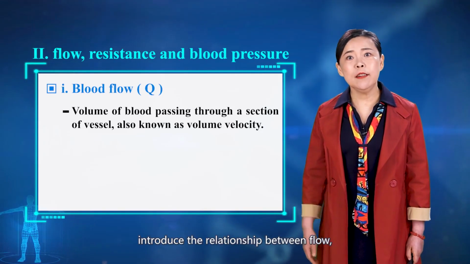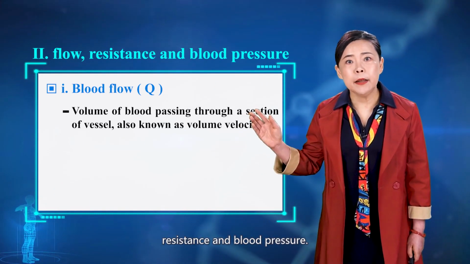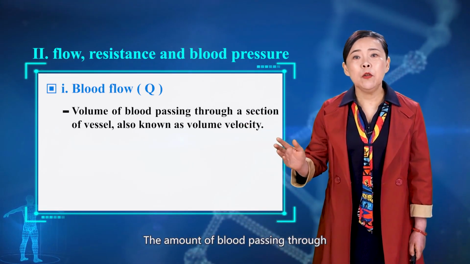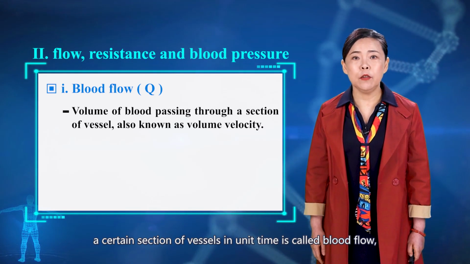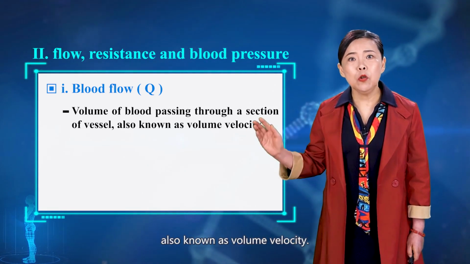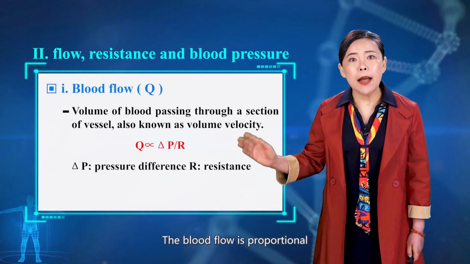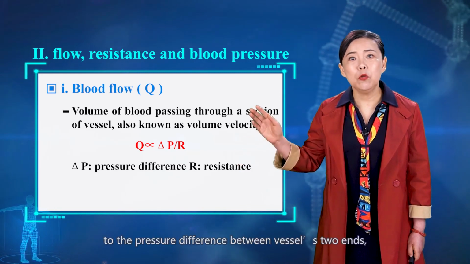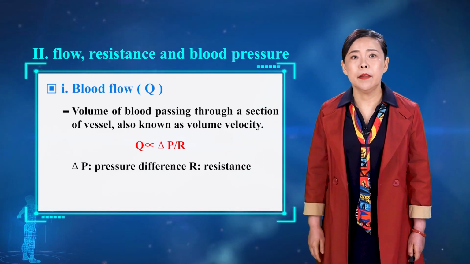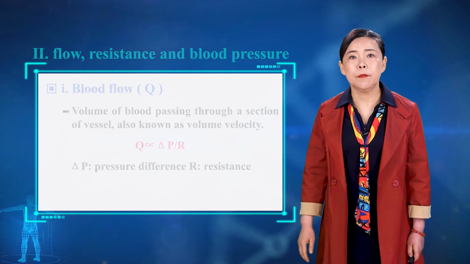Next, let's introduce the relationship between flow resistance and blood pressure. The amount of blood passing through a certain section of vessels in unit time is called blood flow, also known as volume velocity. The blood flow is proportional to the pressure difference between the vessel's two ends, but inversely proportional to the resistance.